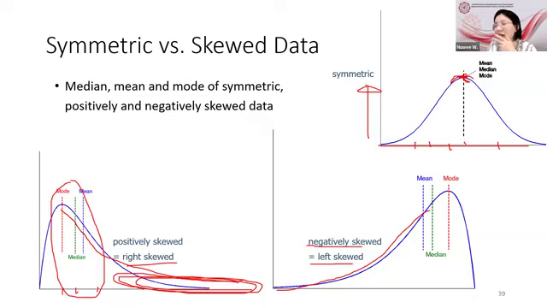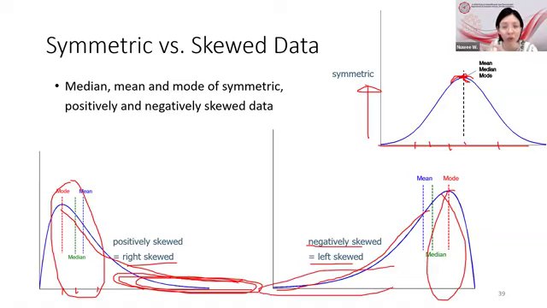If we are left skew, what does it mean? It means that people usually get high grades. So let's say most of the people get 70 or 80, and fewer people get low grades, like 10 or 20, only one or two people, something like this. This is called negatively skewed. Okay.